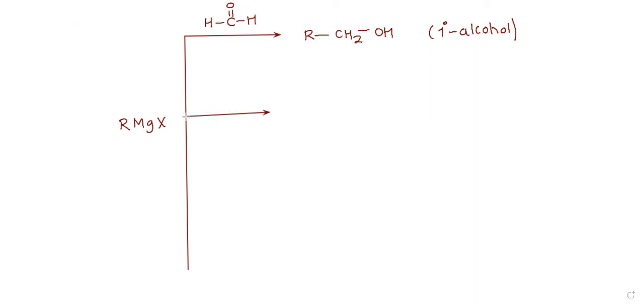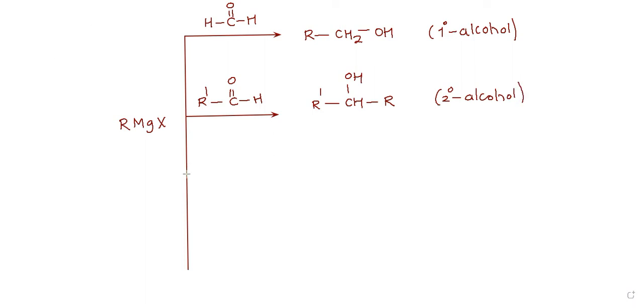Then when we did the reaction with some other aldehyde group, R'CHO, not hydrogen, some other, we got R'CHOH with R, and this is Grignard's R. We got a secondary alcohol. And when we did a reaction with ketone, RCOR, let us say this is written this way, we got R here, OH here.